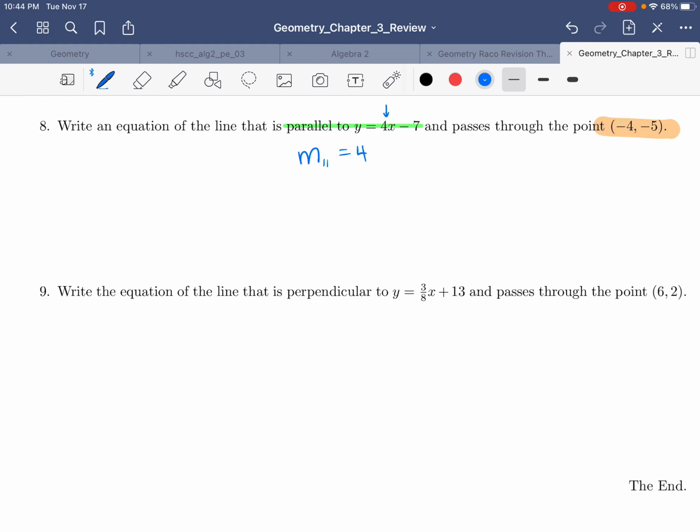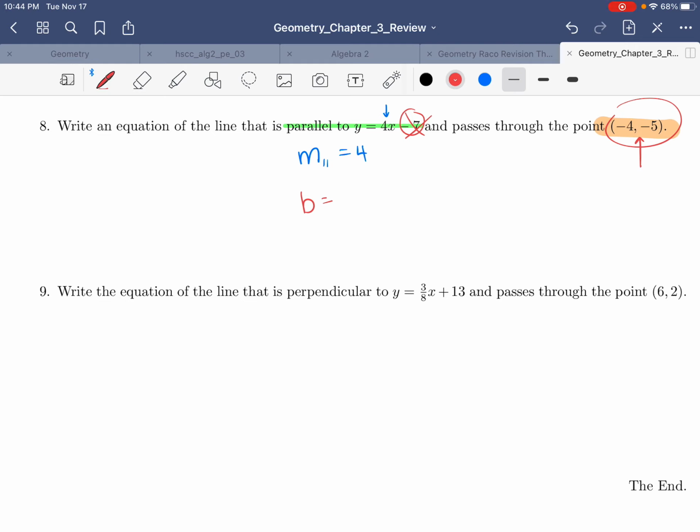Our second step is we need the y-intercept. Now a lot of people are like, there it is. That's the wrong y-intercept. That y-intercept may not pass this point right here using that slope. So we don't want to use this y-intercept. We need to find the y-intercept that uses this point right here, -4, -5.